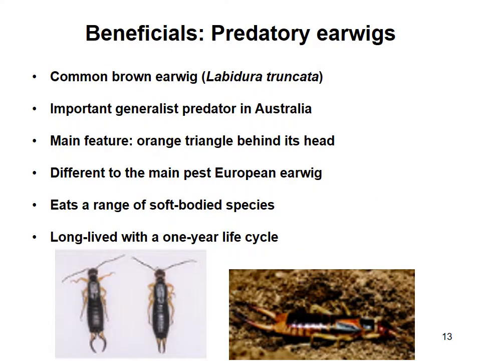Next we have our predatory earwigs, including the common brown earwig. These are important generalist predators in Australian cropping and pasture systems. The males and females have different shaped forceps on the tip of the abdomen. The males are larger, but these are different to the main pest earwig, that is the European earwig. The main feature of the common brown earwig is the orange triangle behind its head. They eat a wide range of soft-bodied species, including red-legged earth mite and Heliothis.